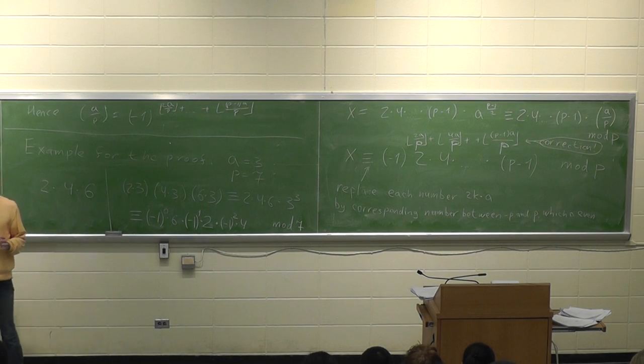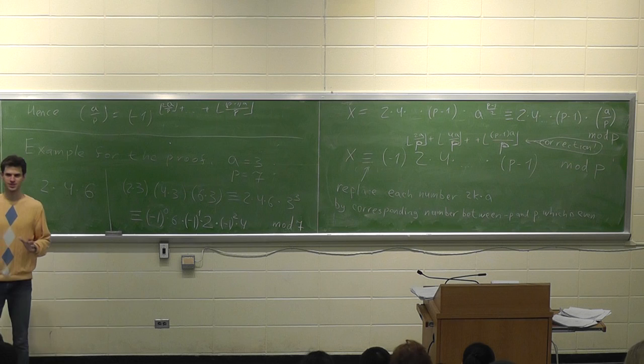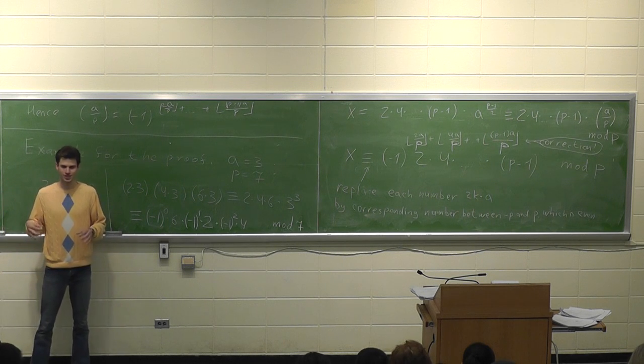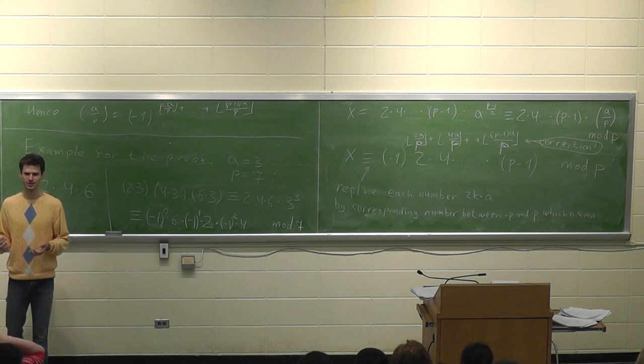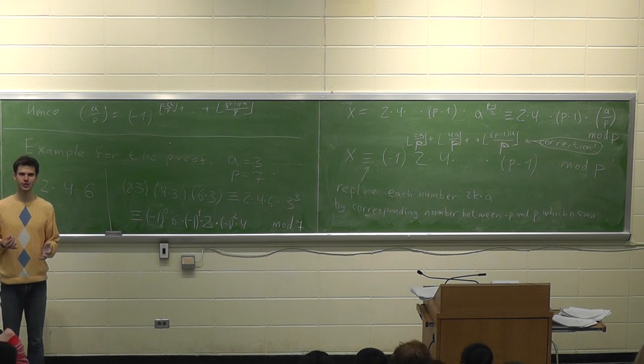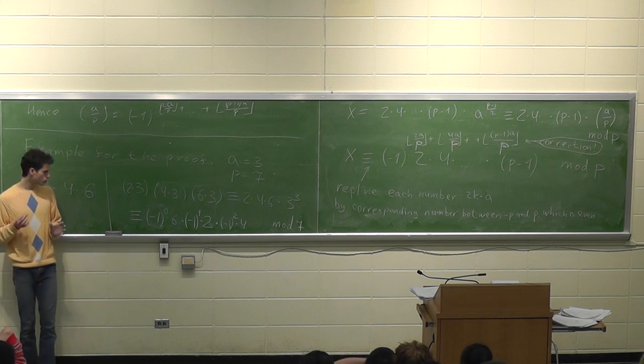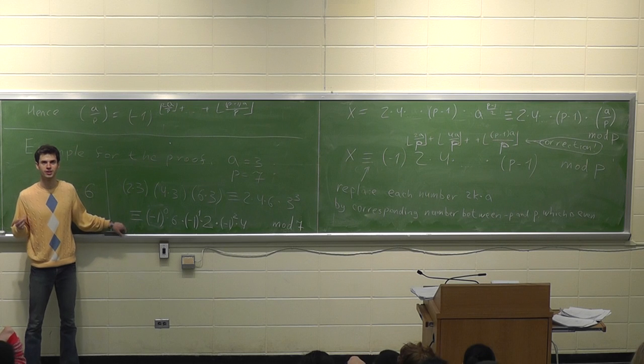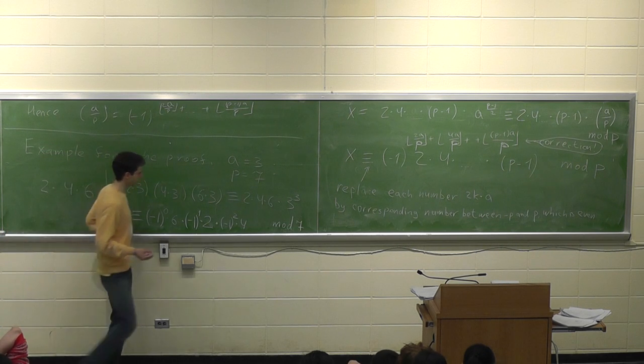So it's a kind of trick. It is a very clever trick, and I think not even Gauss found it. Gauss had a little bit more complicated proof. I think Eisenstein later found such a trick.